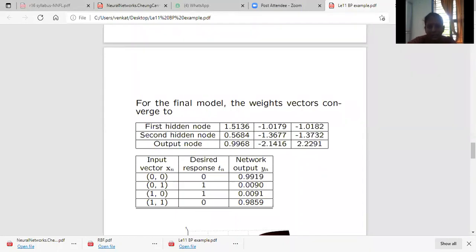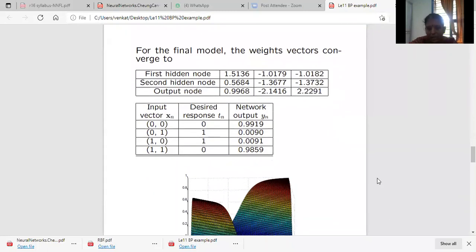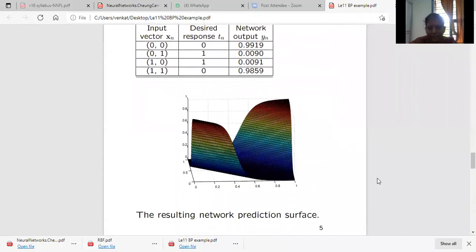So the weights finally converged. With simple code, you can generate this.